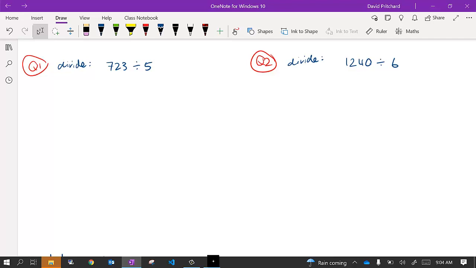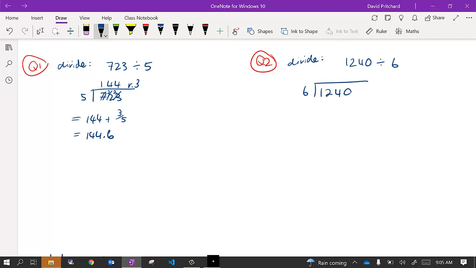Okay, so you've finished the 2 questions. The first one, we're looking at 723 divided by 5. 5 goes into 7 once, and we've got 2 left over. 5 goes into 22 4 times, and we've got 2 left over. 5 goes into 23 4 times, and we've got 3 left over, so we've got a remainder of 3. That gives us 144 and 3 out of 5, or if we know that 3 out of 5 is 0.6, it's 144.6.